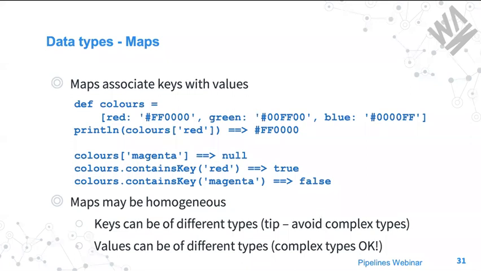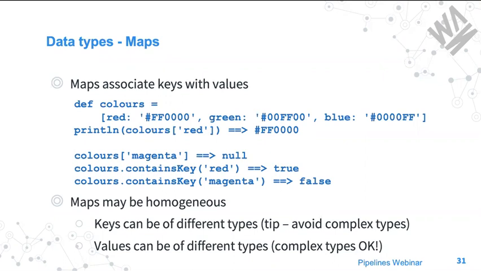So I can define a variable called colors, which is a map, and what it does is, in this case, it's mapping red, green, and blue to the hex values, strings representing the hex values of those colors. And I can access maps by key. I can look up and add things to the map. I can change values. And maps can contain kind of anything.